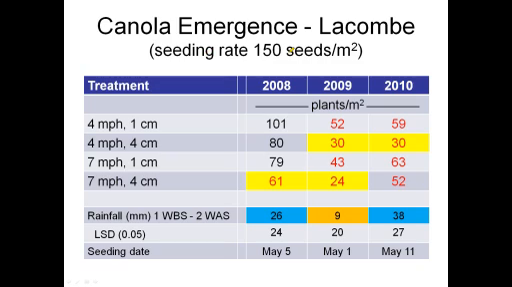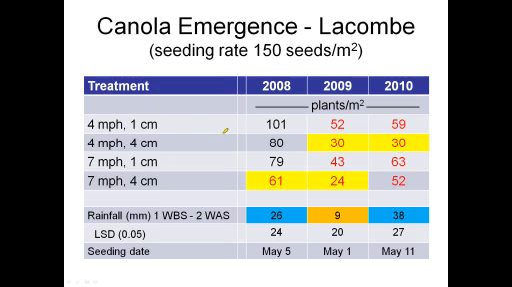So first of all, these experiments were planted at 150 seeds per meter squared. When we're looking at the body of the table here, anything that emerged at least 75 seeds out of the 150, or over 50% emergence, is in black. Anything less than 50% emergence, or less than 75 seeds, is in red. The other color coding is that this is the ideal treatment, 4 miles per hour at 1 centimeter, or the ideal in these experiments, not necessarily on your farm.